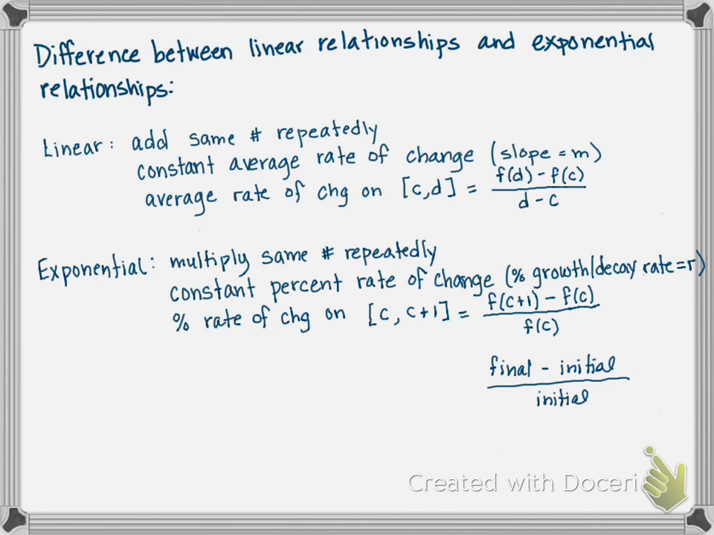So the numerators are the same for the average rate of change and the percent rate of change. What differs is that the average rate of change compares it to how much x is changing, whereas the percent rate of change compares it to what we started with. So what the initial y value was.